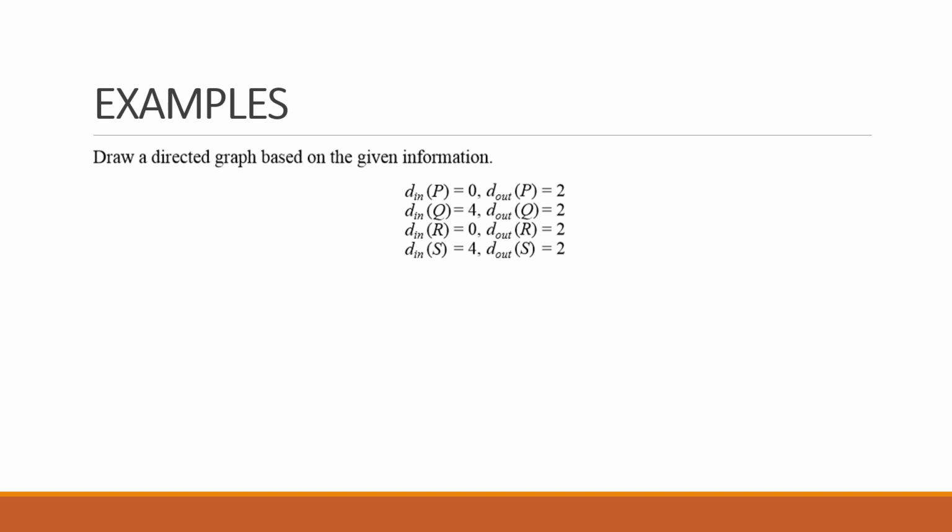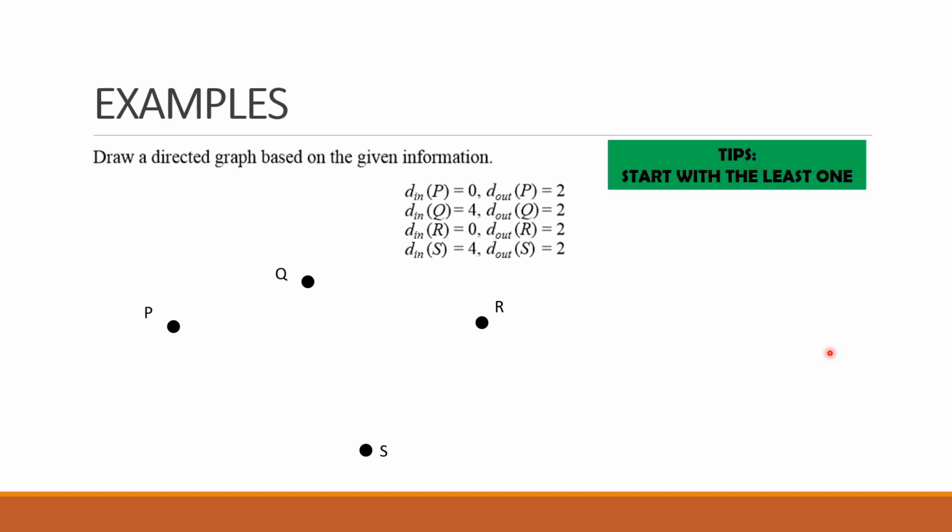Okay, so now draw a directed graph, but the given information is about the degree going into and degree going out from the vertices. So we have P, Q, R, S as the vertices. Draw the vertices P, Q, R, S randomly. My tip for this kind of question is that we start with the least one. For example, here we have D in P equal to 0, D out P equal to 2, D in Q equal to 4, D out Q equal to 2, and so on. The least one should be D in P and D out P, 0 and 2. Instead of starting with Q or S, it is better to start with P or R.